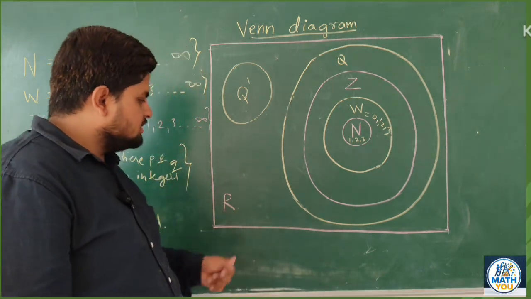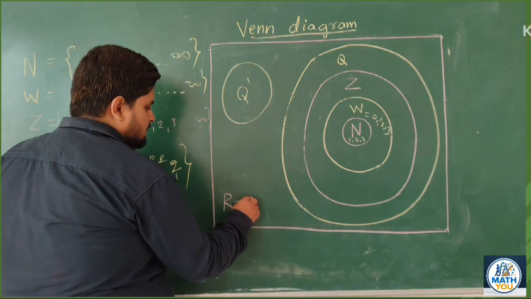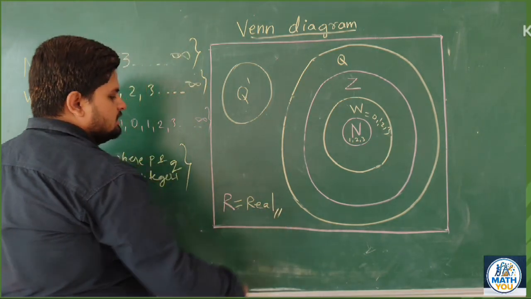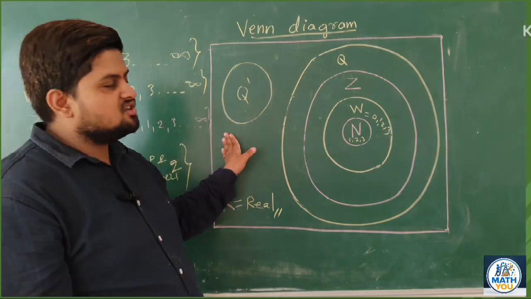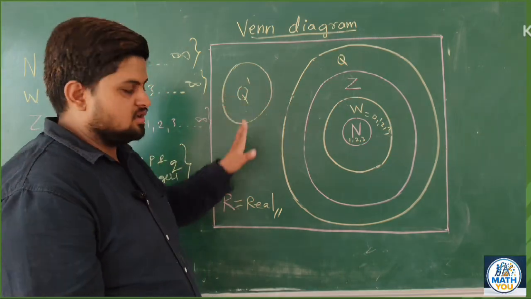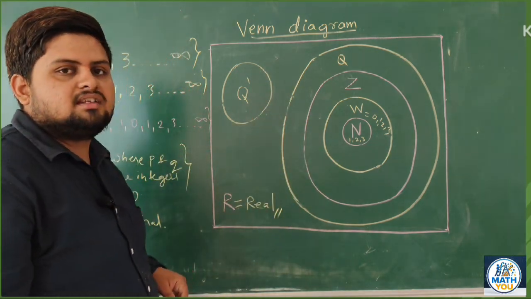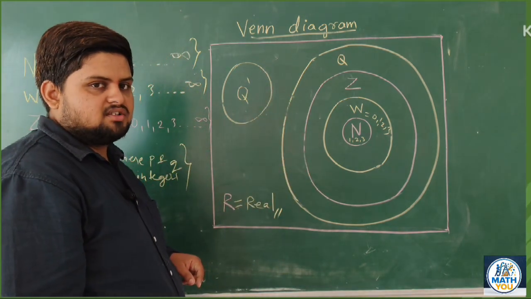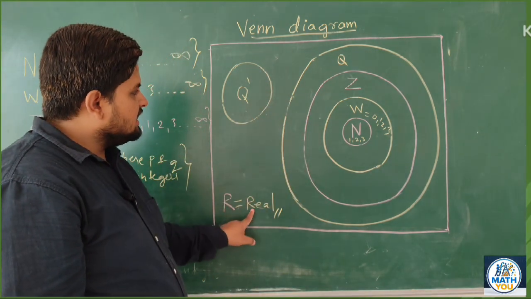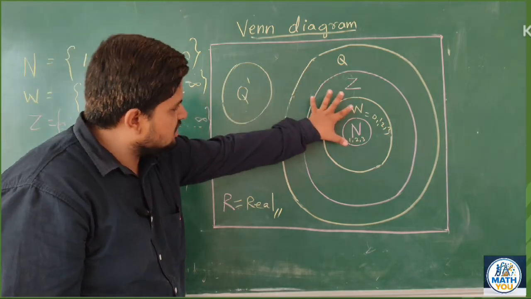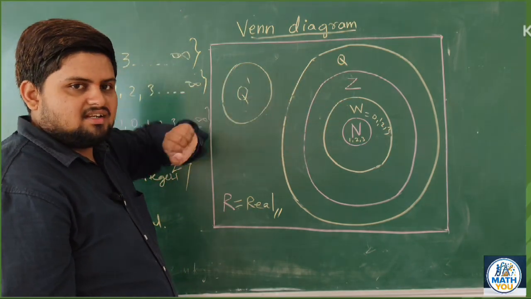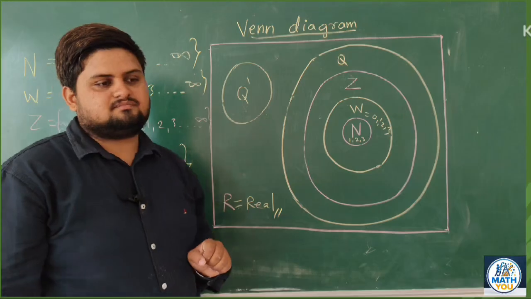But real numbers do have. These real numbers are the combination of both rational and irrational numbers. So you can see this big rectangle over here, which is representing the set of these irrational numbers. So that means real numbers include both rational as well as irrational numbers.